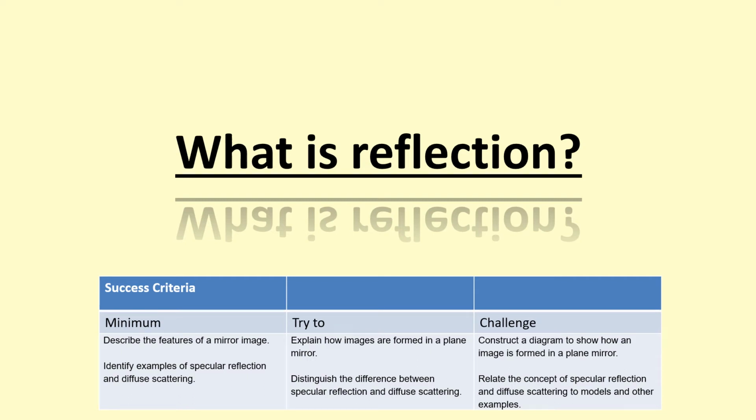Welcome to your second lesson in the light topic. This one is called What is Reflection? You've got your success criteria down here. So if you haven't got one already, go and get yourself a pen and a piece of paper so that you can write down notes like the success criteria and do any tasks that I give you as we go along.